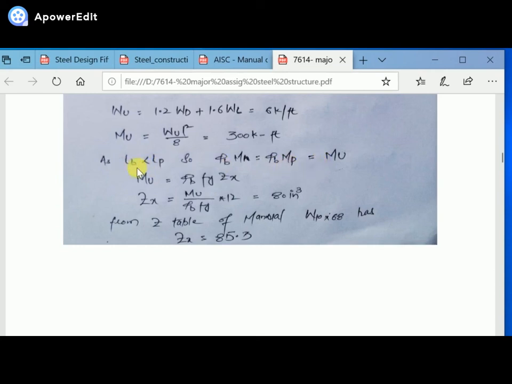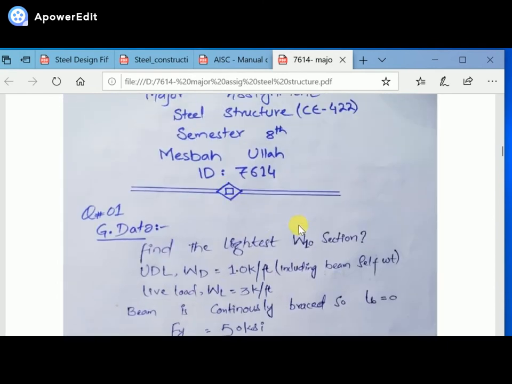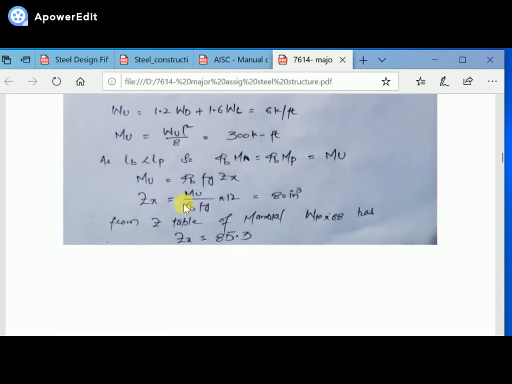Basically this condition exists, so the required strength will be phi b Fy Zx. Now you have to find your Zx because you have to check the W10 section. Okay, so Zx equals Mu divided by phi b Fy into 12. Just plug in the values: Mu, phi b, that is 0.9, Fy, that is 50 ksi, multiplied by 12, giving 80 cubic inch. Now you will use the Z table of the manual. W10x68 has a Zx value of this one, but this is in the 14th edition. Okay, I will show you this.